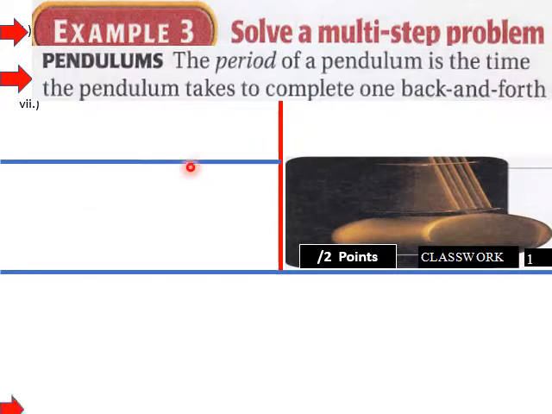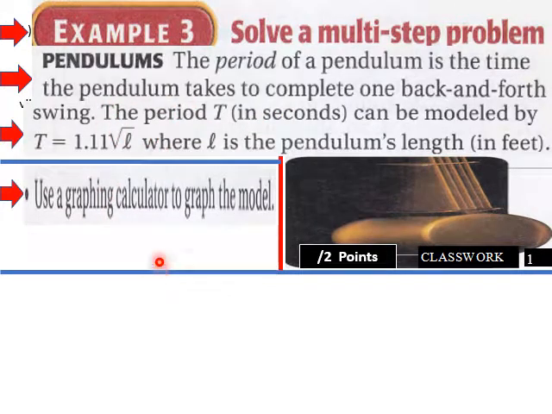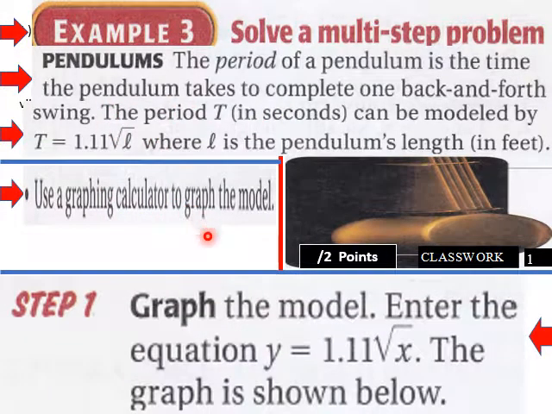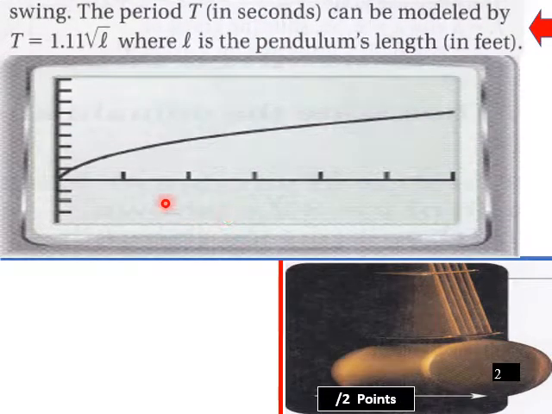Solving a multi-step problem here concerning pendulums. The period of a pendulum is the time the pendulum takes to complete one back and forth swing. The period t in seconds can be modeled by t equals 1.11 radical L, where L is the pendulum's length. So we can find the time it takes for that, using a graphing calculator to graph the model. We enter the equation y equals 1.11 radical x. Here is that graph for that function.